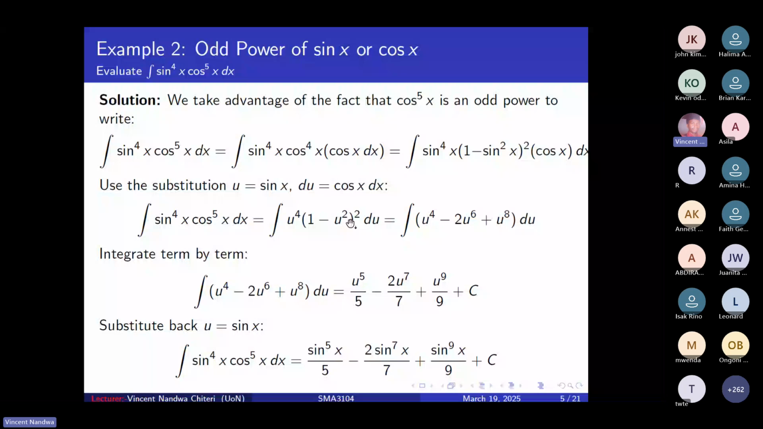When you apply the power rule to each of these three terms, we get u power 5 over 5 minus 2u power 7 over 7, plus u power 9 over 9 plus c. And always remember that when you are using u substitution, your final answer should be in terms of the original variable. You recall that your u was sine x, which means this first term will be sine power 5 x over 5 minus 2 sine power 7 x over 7, plus sine power 9 x over 9 plus c. So this will be the final solution.